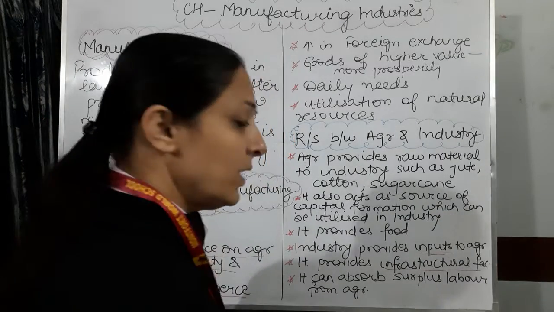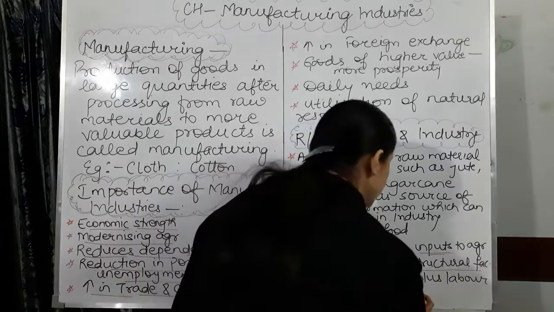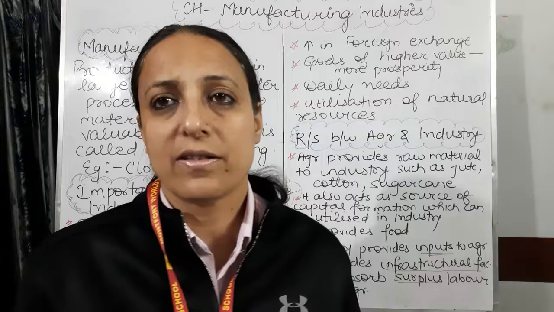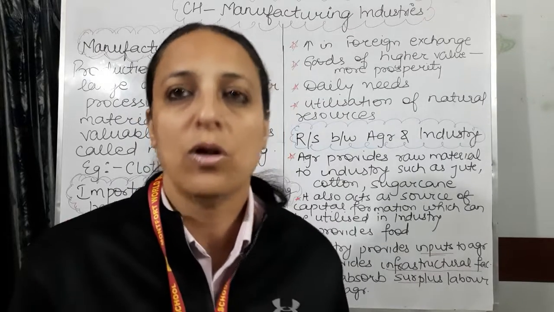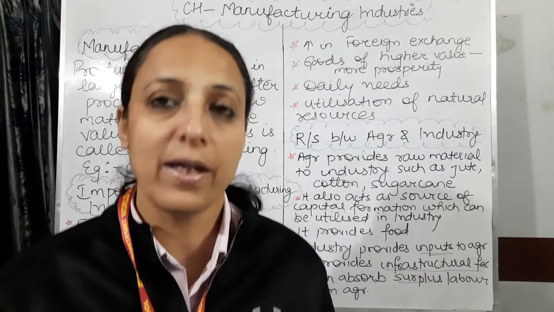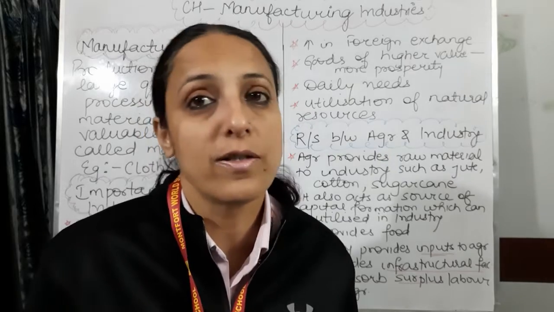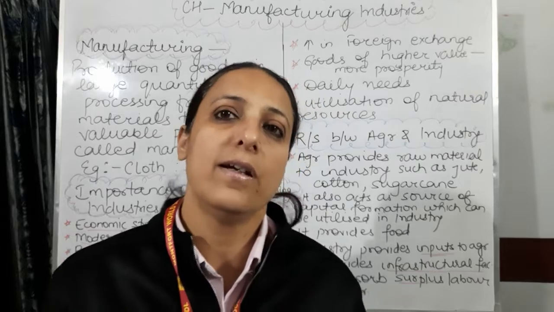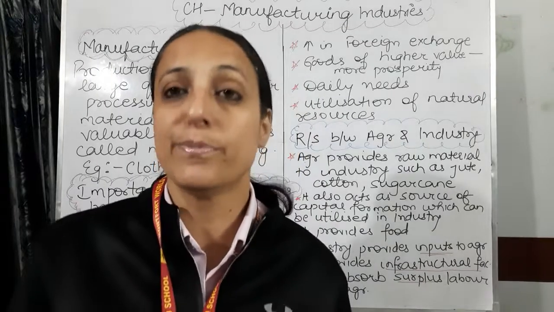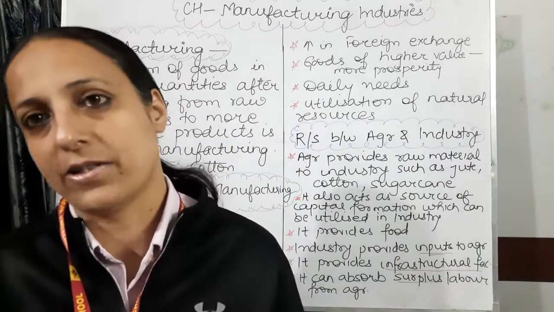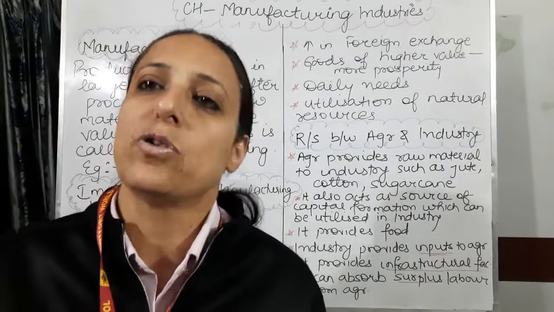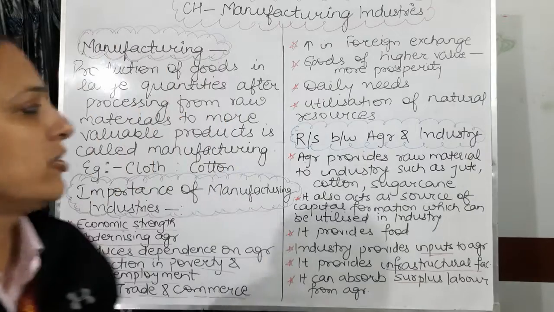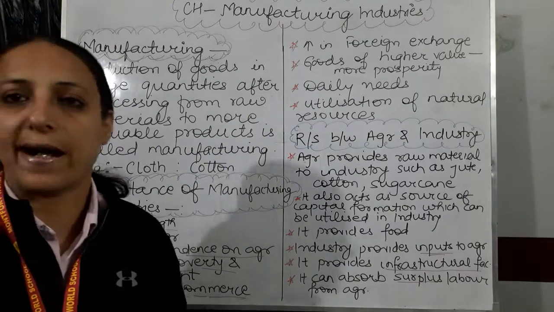Then industry can absorb the surplus labor force which is sitting idle in agriculture. Already we have discussed the over dependence on agriculture in India. This is one of the main causes of poverty also. So disguised unemployment is there in agriculture, so that surplus labor can be easily absorbed in the industrial sector, and it will reduce the dependence on agriculture also. So this was, students, the relationship between agriculture and industry.